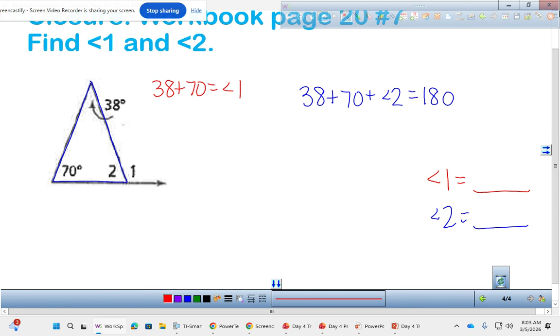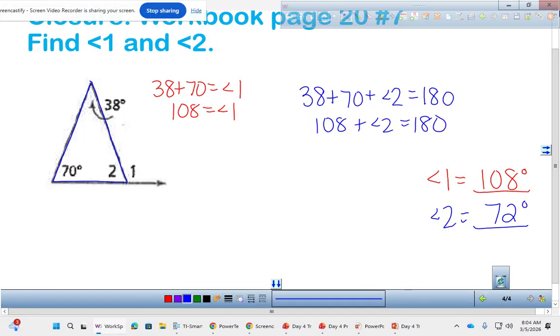Anybody feel confident in their angle 1? What'd you get, Gabe? 108. Yep, 108 sounds good for angle 1. Anybody feel good in their angle 2? What do you got, Brielle? 72 sounds good. So we're just combining like terms here. And same thing over here. And then just solving. So that's where the 72 is coming from.